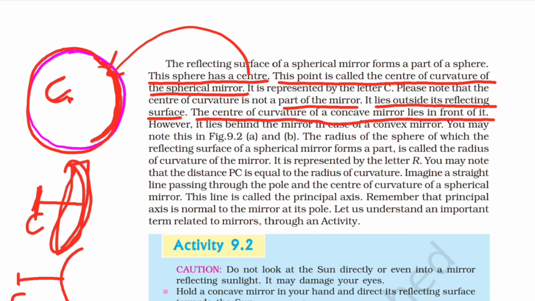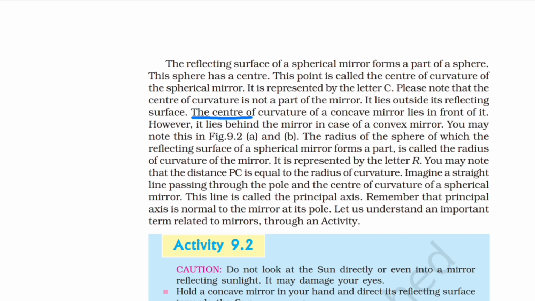Once again, I will show with the diagram. This is a concave mirror. In front of that, we will get the center of curvature. In the convex mirror, we will get it behind, on the back side of the mirror. The center of curvature of a concave mirror lies in front of it. It is important. The C lies in front of the concave mirror.